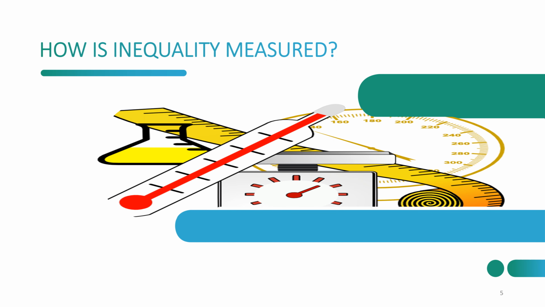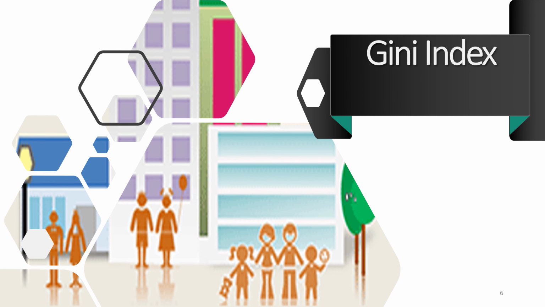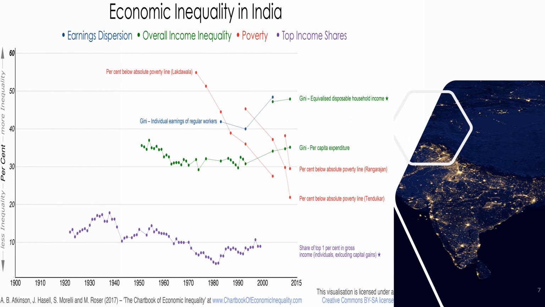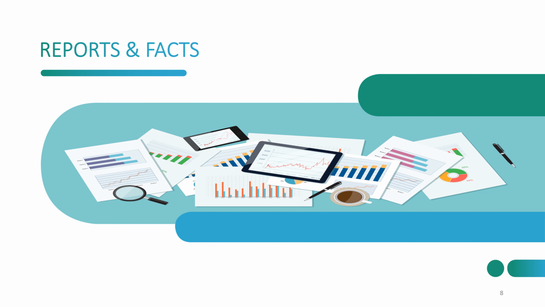So now let us see, how is inequality measured? The most widely used metric to measure inequality is the Gini index, commonly known as the Gini coefficient. Inequality in India is on the rise, as we can see in this graph. So now let us see some of the reports and facts.